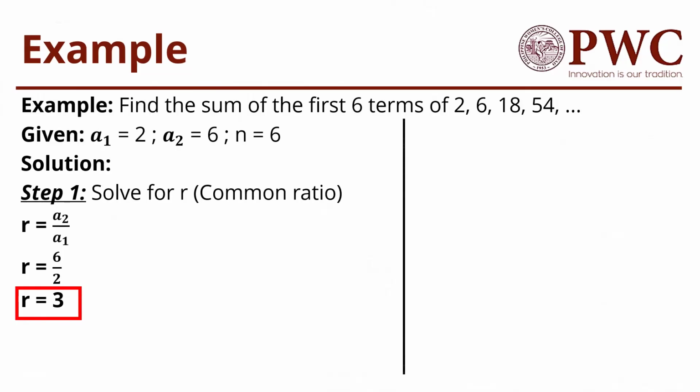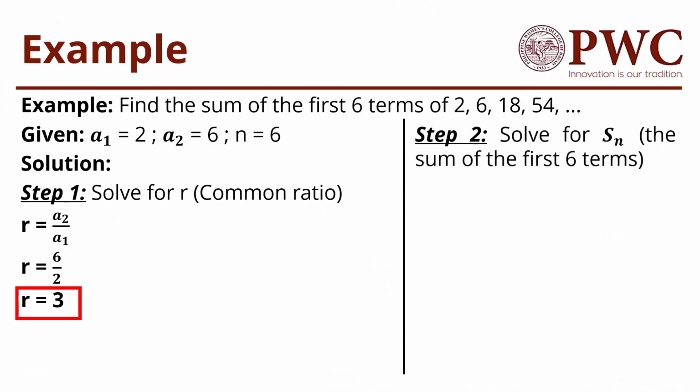Let's go with the second step, which is to solve for the S sub n, or the sum of the first 6 terms in this particular case. We have discussed on the previous slide that the formula for S sub n for a geometric series is S sub n is equal to a sub 1 times the quantity of r raised to n minus 1, all over r minus 1. Now we know that the value of n is 6, which is the first 6 terms, our a sub 1 is our first term, while our r is our common ratio.